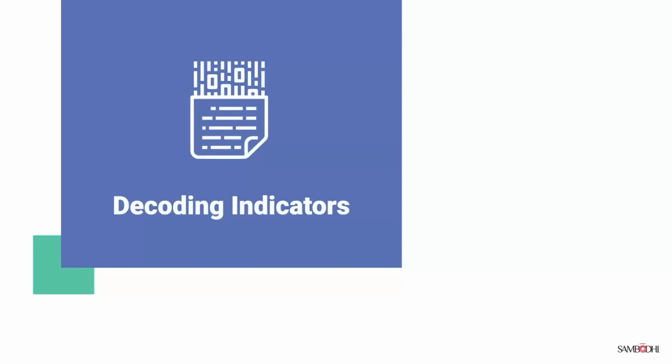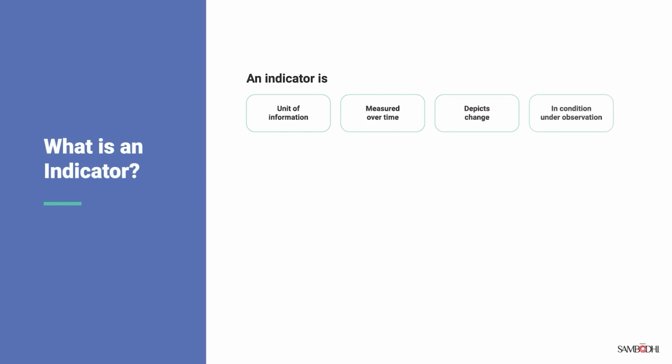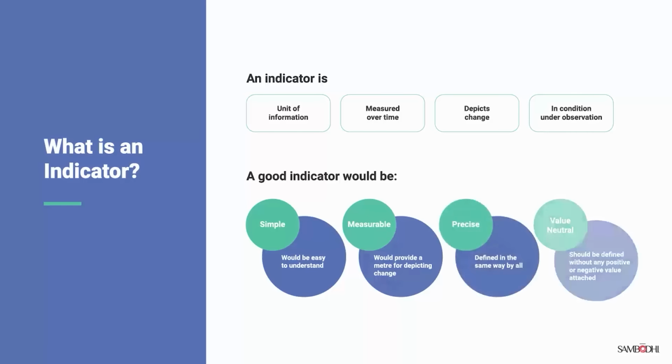Decoding indicators. What is an indicator? We have come quite a long way into this course, which is why it is the perfect time to dig even deeper and learn about indicators. An indicator is a unit of information which is measured over time. It depicts change in condition under observation. A good indicator will be easy to understand, measurable, precise, and defined without any positive or negative value attached.